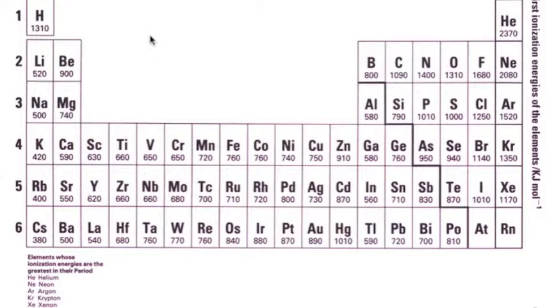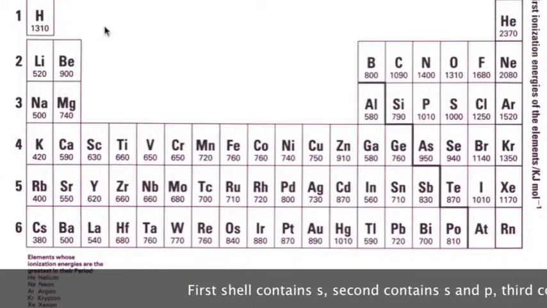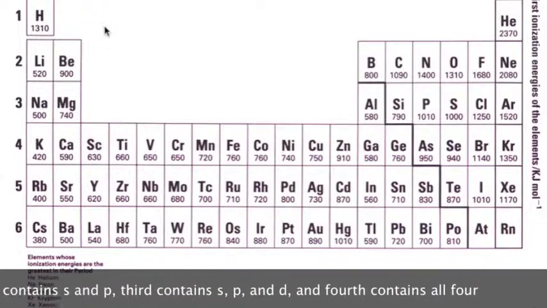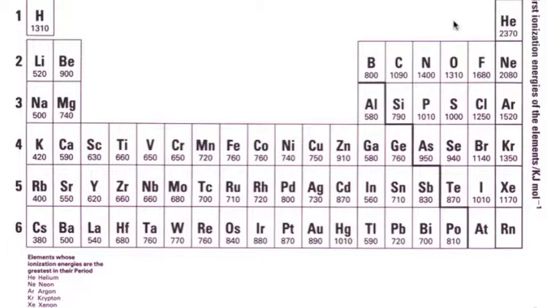In addition, the first shell contains only the S subshell, the second shell contains only S and P, the third shell contains S, P, and D, and the fourth contains all 4. This is shown on the periodic table, as the first row contains only 2 elements, only the S subshell. The second row contains 8, S and P. However, the third row also seemingly contains 8. Why? In fact, the transition metals actually represent the D subshell of the row before.